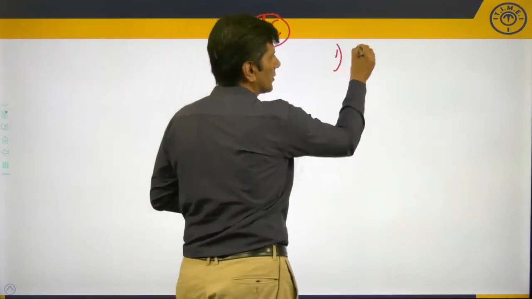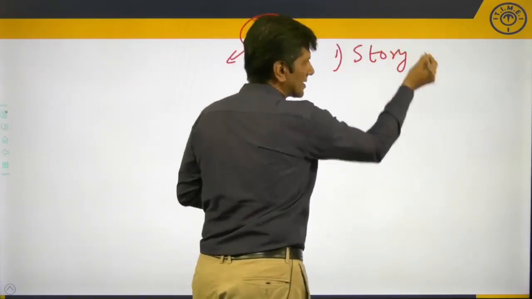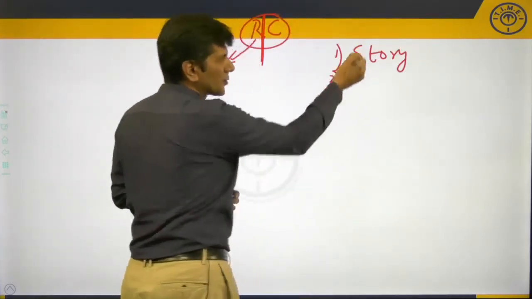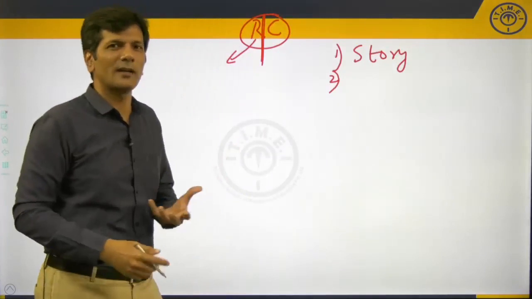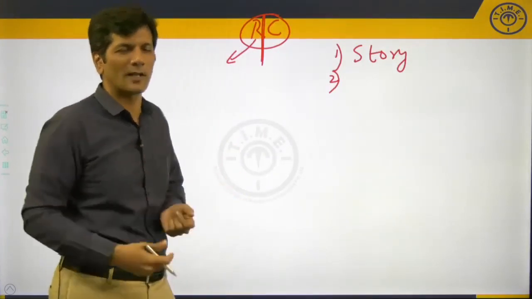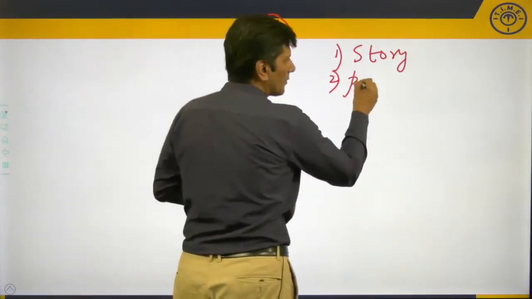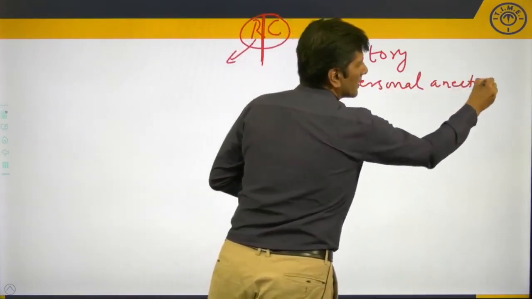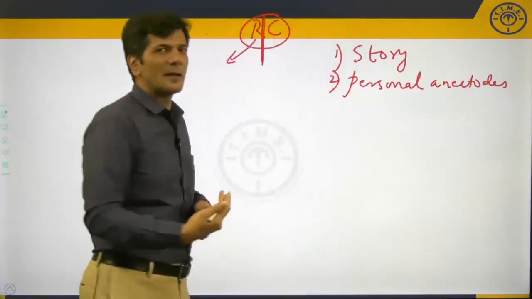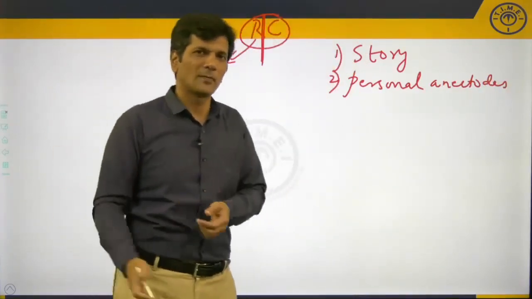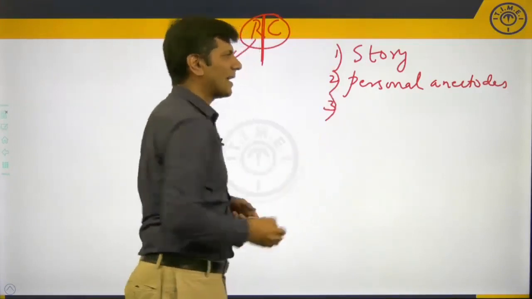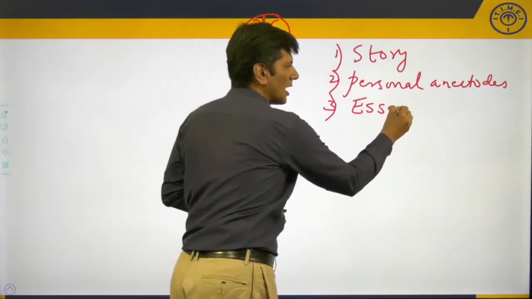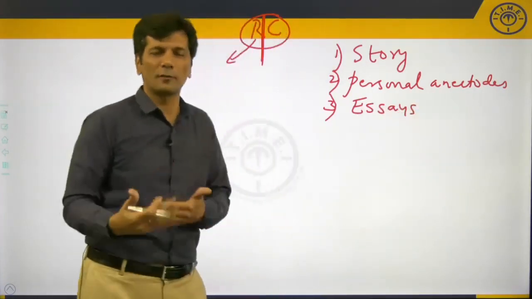What could be the context for you? One, it could be a story that's given to you. Once upon a time kind of a story. These kinds of stories are usually easy to read and easy to comprehend, and the questions also are fairly easy for us to answer. You could also be given what we call personal anecdotes, where somebody writes an essay based on their experience of something. That is one.